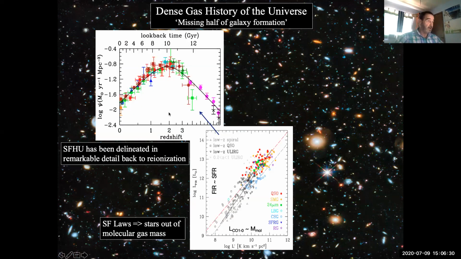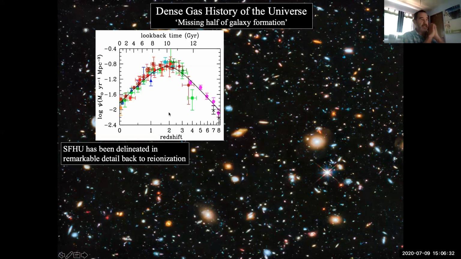So the idea is you take these deep fields at multiple wavelengths, in particular the Hubble Deep Field, the Hubble Ultra Deep Field, beautiful pictures. And one of the great legacies of these deep fields is to trace out, I'll use my cursor here as a pointer, the star formation rate density as a function of look back time, right back to the first stars in the universe.